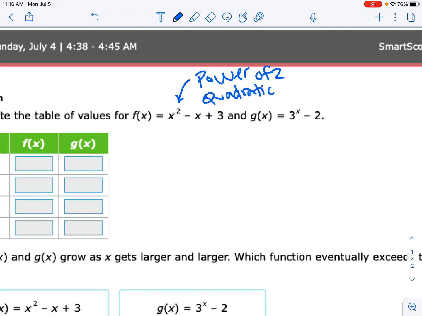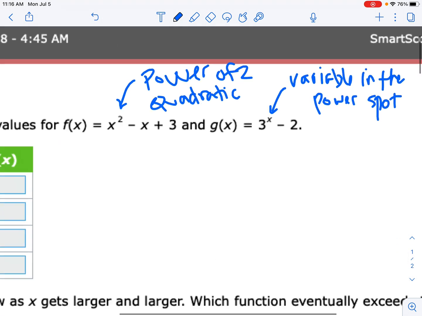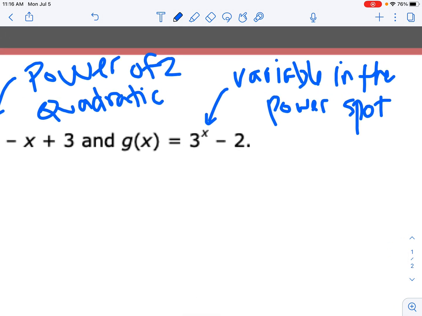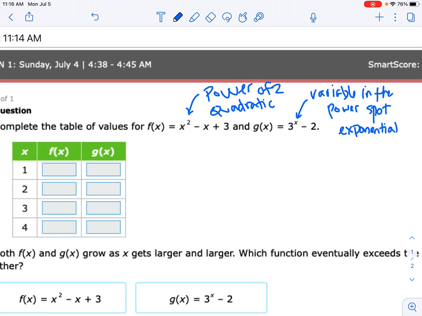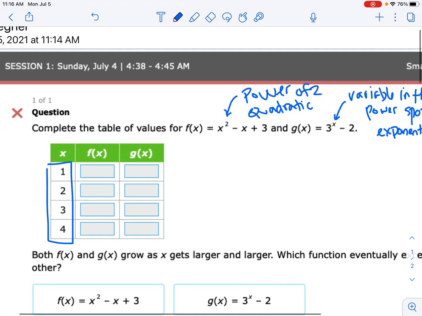right? Or a parabola. And because we see the variable in the power spot in this one, then this is called exponential. You know the word exponent, right? Exponent is that superscript spot there. So this is called exponential because the power is up in the exponent spot. Exponentials will always grow the fastest when you're talking about integer values of x, which is these guys. These are all integers.